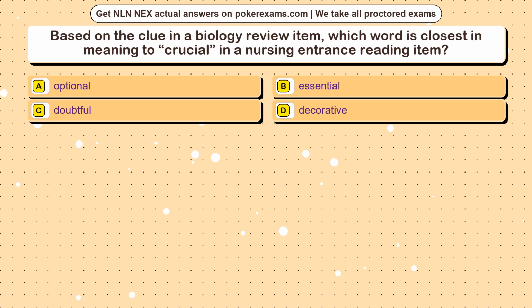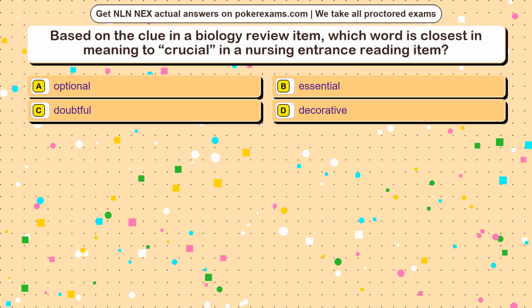Question 17. Based on the clue in a biology review item, which word is closest in meaning to crucial in a nursing entrance reading item? Option A, optional. Option B, essential. Option C, doubtful. Option D, decorative.